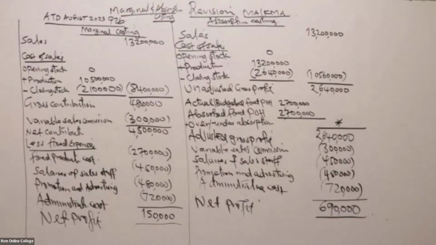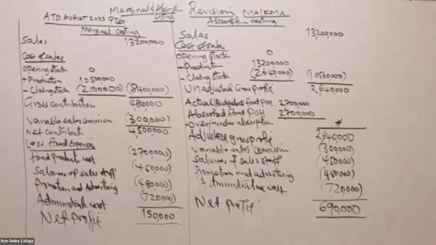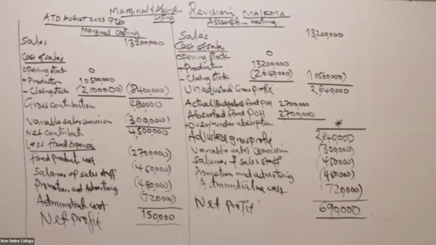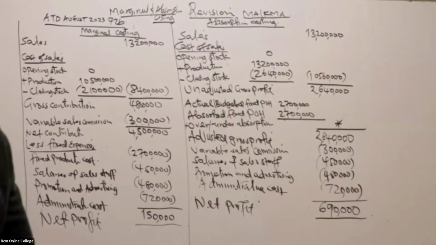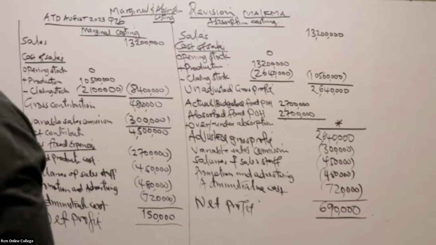Good. So are we all getting the same figure? How is this question marked? Final answer or entries?